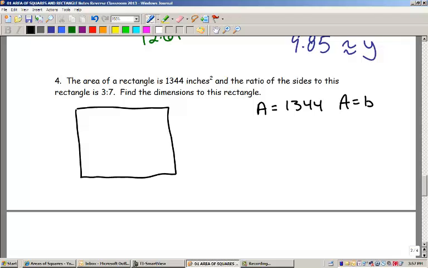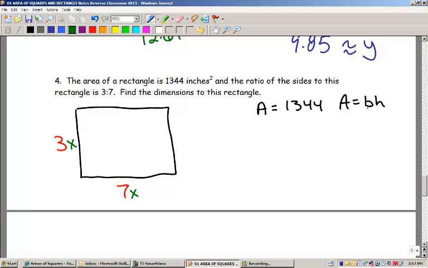We know the area is base times height, so let's take a look at how we can use the ratio of 3 to 7. If the two sides are in the ratio of 3 to 7, they can't be 3 and 7, because 3 times 7 is not that number. If you remember, we included the variable x when we labeled our sides.